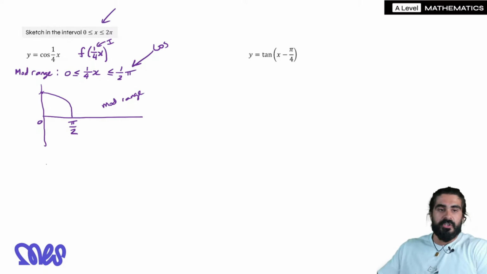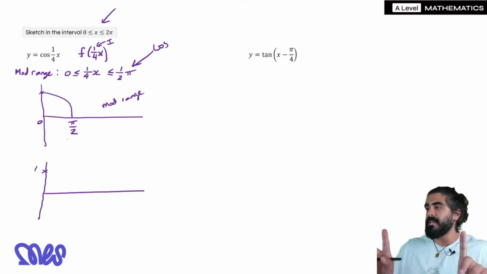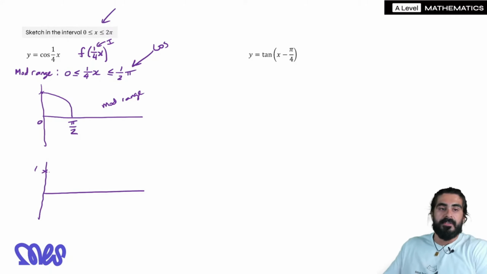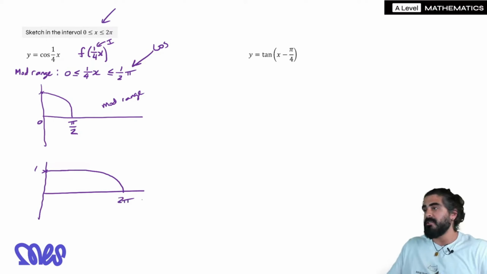So all I'm doing is stretching this, from 1 still, from 1. But remember, quarter x: times all the x values by 4. So pi over 2 times 4 takes me to 2 pi. And that's your answer. Here's your graph.